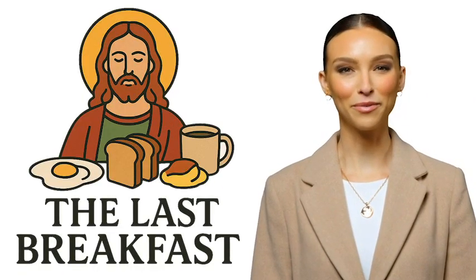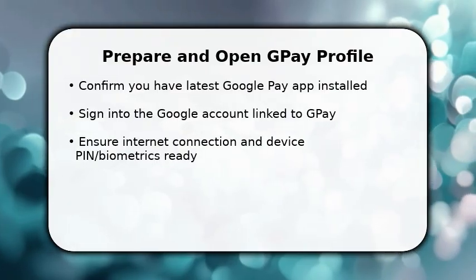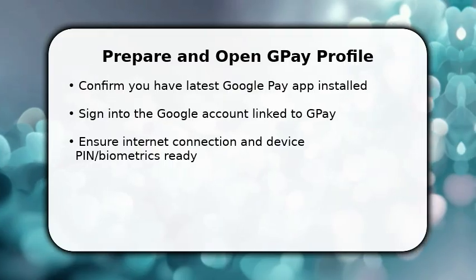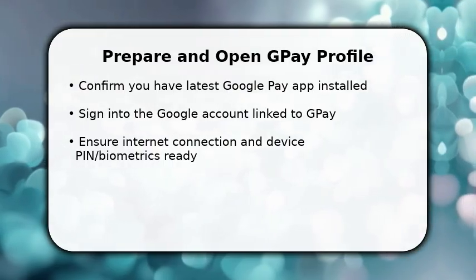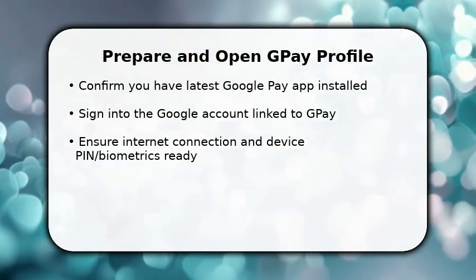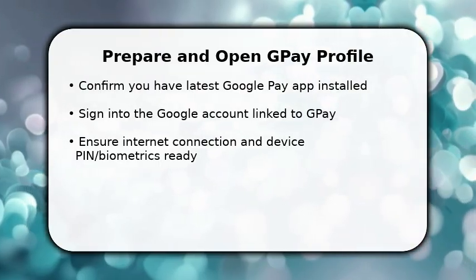Please enjoy the video. Open Google Pay and go straight to your profile. You don't need settings detours. You'll see your name and account image at the top. Tap it. You must be signed into the exact Google account used for payments because username changes map to that profile. Once you tap your profile, choose Edit or the pencil icon.